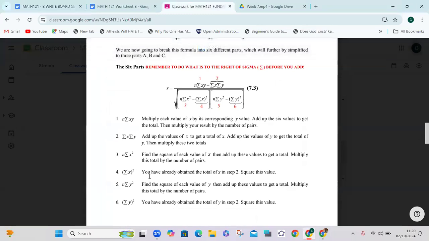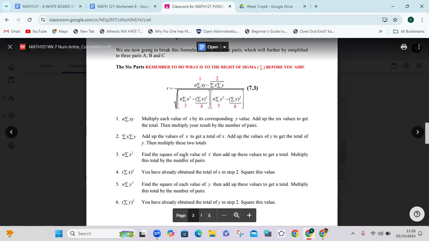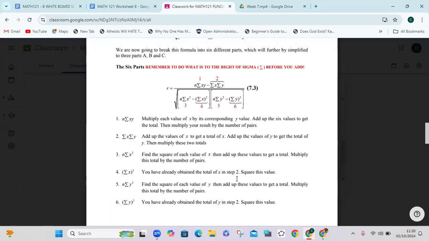So let's move on to the fourth number. It says you have already obtained the total of x, because the fourth number is the sum of x all squared. The sum of x is in a bracket. You've got to do what's in the bracket first. In the bracket, you have to find the sum of x. But it says we have already done that in step 2. All right? So now all we need to do is to square this value.